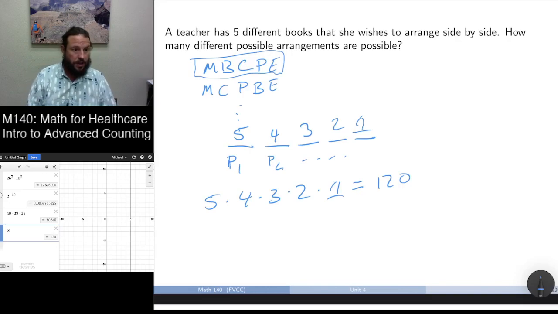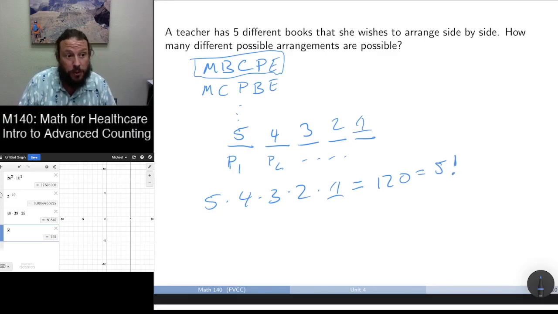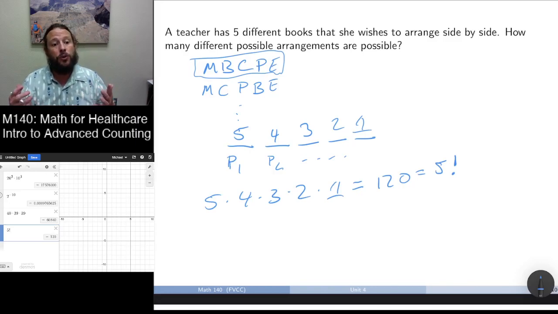Now, if you could see in my Desmos screen, and it's not necessary, I entered 5 exclamation point. That means 5 factorial. And I'll be putting it on the next slide. This is very useful notation that we'll be using, and I'd like you to get used to. 5 factorial.